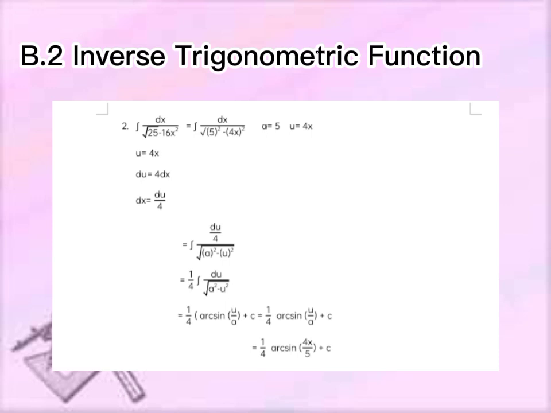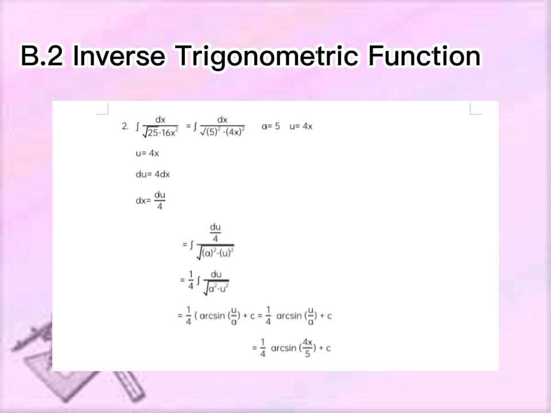We have the integral of dx all over square root of 25 minus 16x squared. We can rewrite this first as the integral of dx all over square root of 5 squared minus 4x squared. So the value of our a here, which is the constant, is 5. The value of our u here is 4x. Now we will be using u substitution, because as we can see, we have u equal to 4x. Get the derivative of u with respect to x. That is 4 dx.